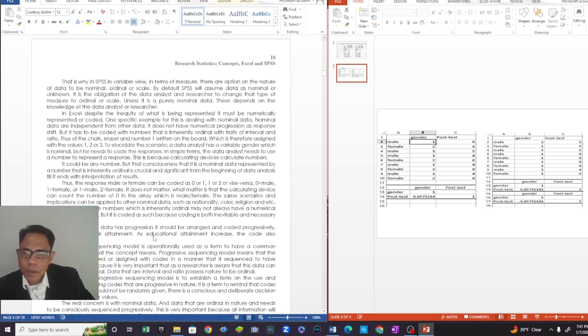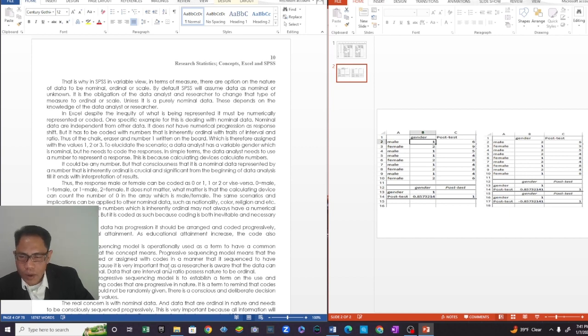However, if the data has a progression, it should be arranged and coded progressively, such as educational attainment. As education increases, the code also increases. Progressive sequencing model is operationally used as a term to have a common understanding of what that concept means. Progressive sequencing model means that the information is coded or assigned with codes in a manner that is sequenced to have progression.